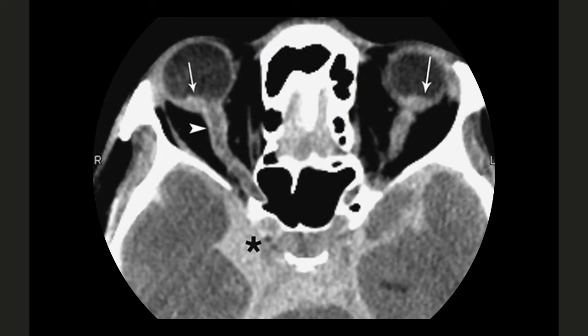And the thing is, since it's connected to the brain, you can see it bilaterally. Right? It's not just one globe, it's both globes. And look at how everything else looks very clean. It's not like it was a direct trauma to the orbit or to the globe, it's coming from the head.